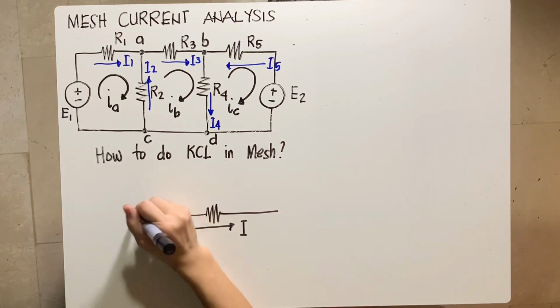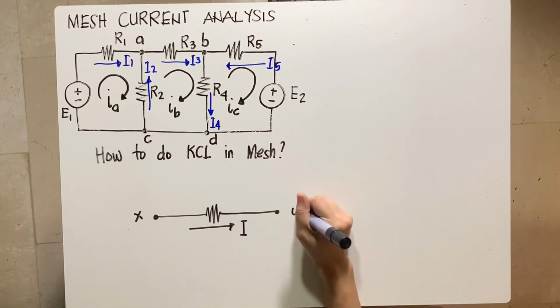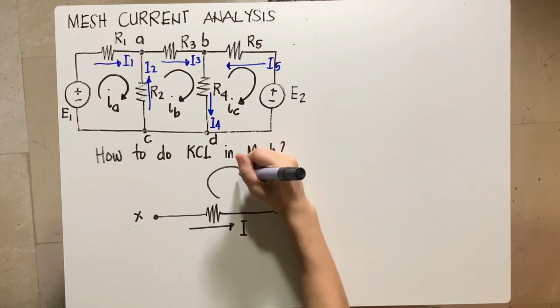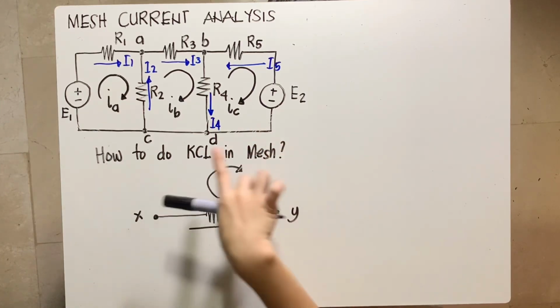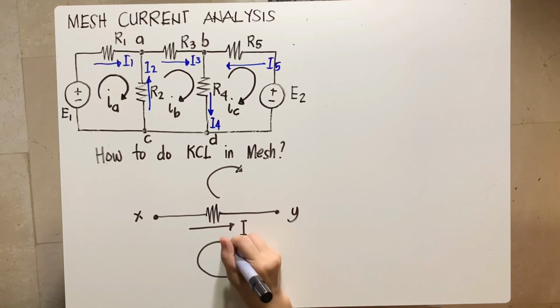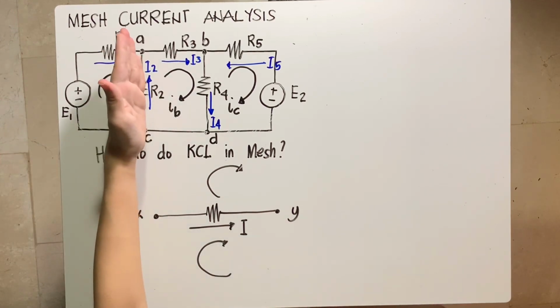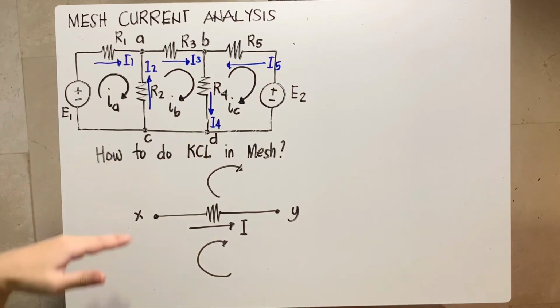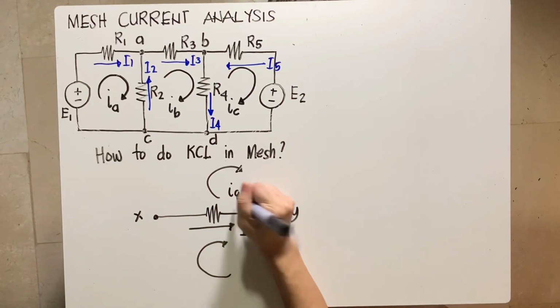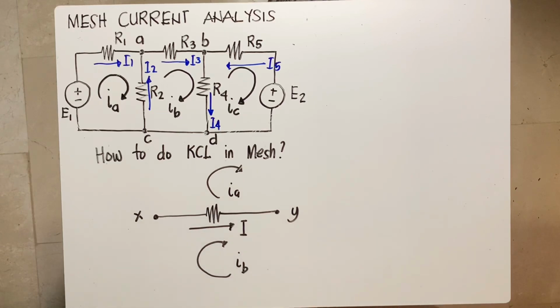Tapos may nodes siya, let's say node X and node Y. Let's say meron ditong mesh current sa taas and mesh current sa baba. Siyempre, kapag vertical ang branch, kaliwa't kanan ng mesh current. Kung horizontal ang branch, taas baba yung mesh current niya. So, let's say this is IA and this is IB. Paano tayo magki-KCL? Ano ang magiging assumption natin?